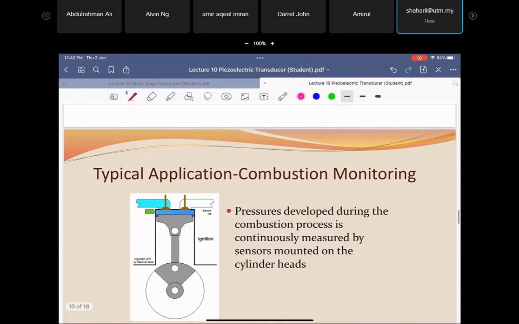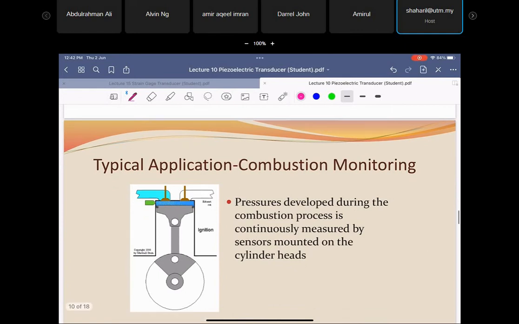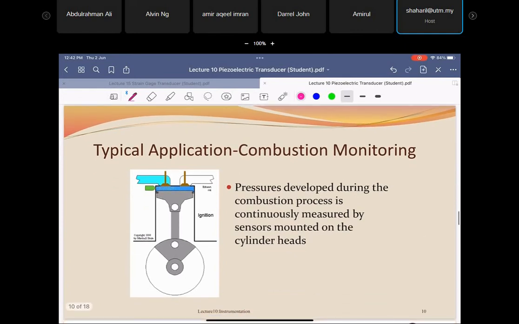Okay, so let's look at the application. Let's say you have combustion monitoring. You can put the piezo here in order to know when this conversion will move in, move out, go up and down, so you can measure the output from the piezo itself.